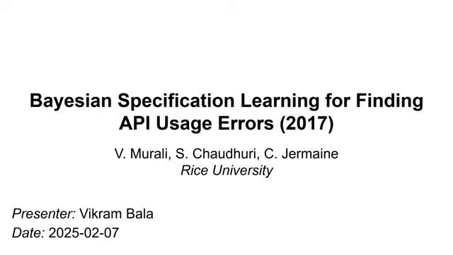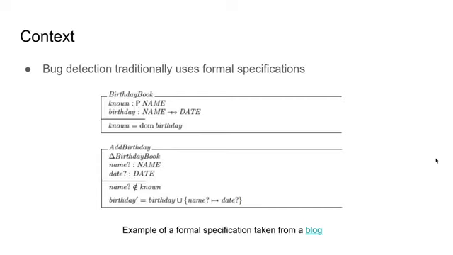Hi everyone, my name is Vikram, and my paper for this class was Bayesian Specification Learning for Finding API Usage Errors, published in 2017 by a group of researchers at Rice University. So I'll start by giving some context.